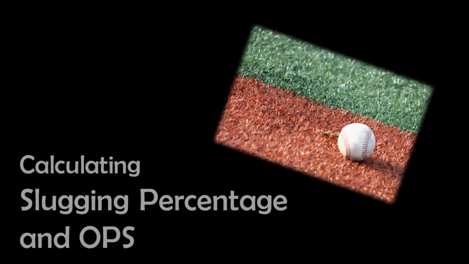It is quite obvious that not all hits are equal. You would rather hit a home run than a single or a double. So with that element of power in mind, we have the statistic of slugging percentage. Although, kind of like on-base percentage, it's technically an average more than a percentage. And what it is an average of is the average number of bases reached per bat.